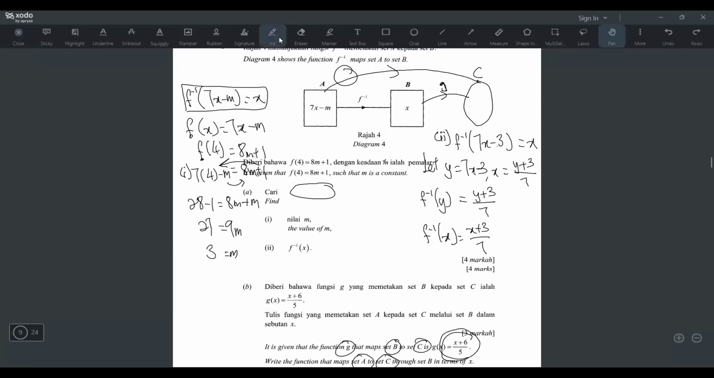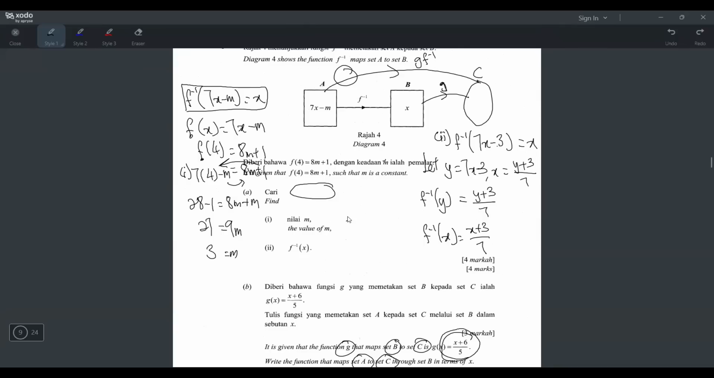Now I want to ask you one question. When you go from A to C, we have to do f inverse g(x) or g f inverse (x). Which one is correct? The correct answer is g f inverse, because you do f inverse first. Kalau you buat f inverse dulu, yang tu kena tulis dekat dalam. That is why the f inverse has to be written at the right hand side, and then the g you write before it.